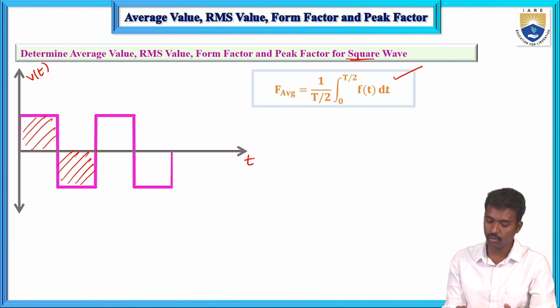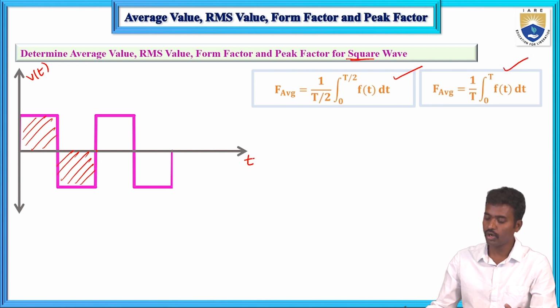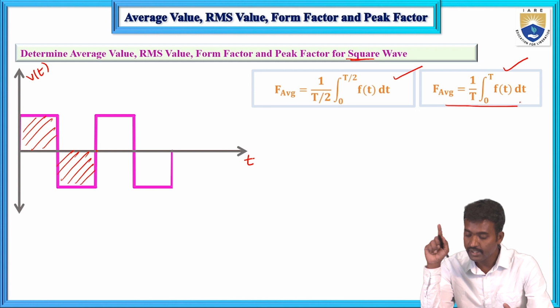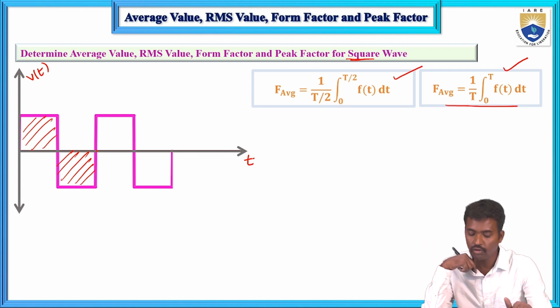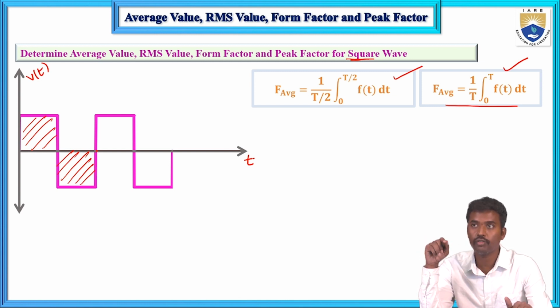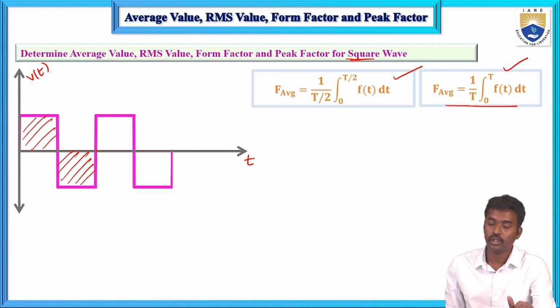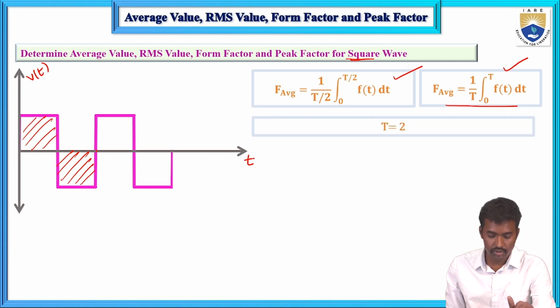We can use the formula average equals 1 by T by 2, integral from 0 to T by 2, f of t dt. We did not use this formula in the full wave rectifier and half wave rectifier outputs, because those two waveforms are asymmetrical. This is a symmetrical waveform, like the sine wave.